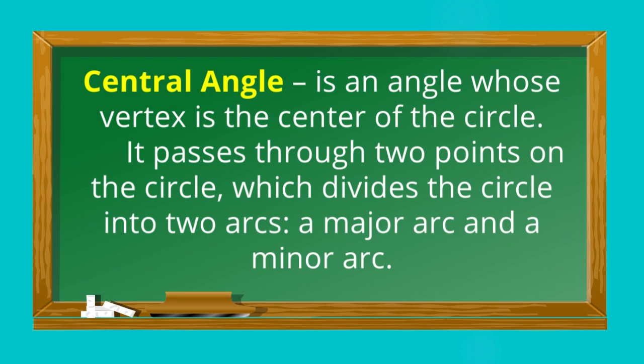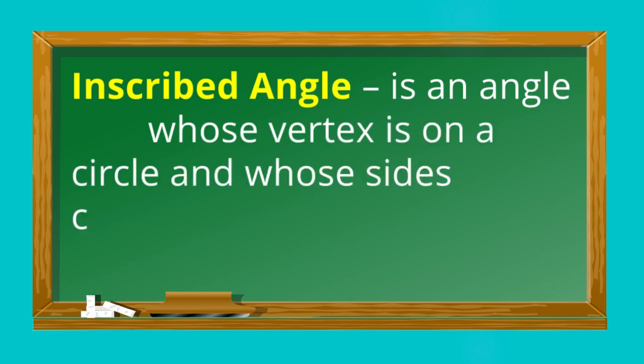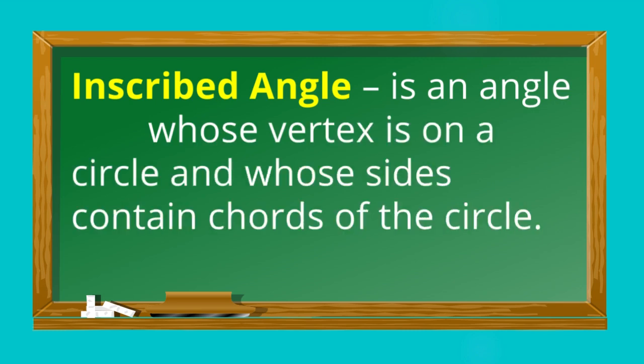Next, we have the central angle. A central angle is an angle whose vertex is the center of the circle. It passes through 2 points on the circle, which divide the circle into two arcs, a major arc and a minor arc. Again, central angle: an angle whose vertex is the center of the circle. Let us see the figure given.